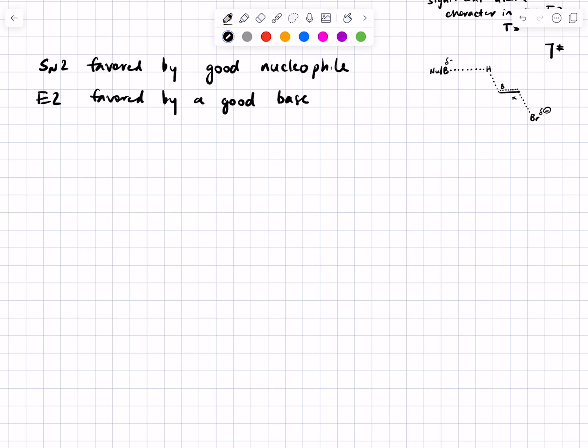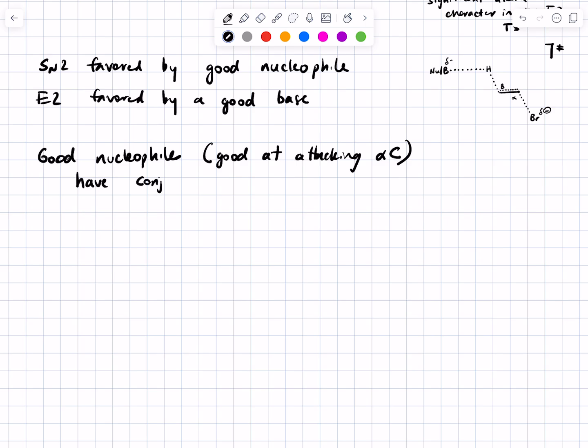And then you're going to have molecules that are neither, that are not good bases nor good nucleophiles. And in a lot of cases, this tracks with pKa. So, good nucleophiles are good at attacking the alpha carbon, so they can do substitution chemistry. Generally, good nucleophiles have conjugate acids, there's that term again, with pKa's that are greater than 0.